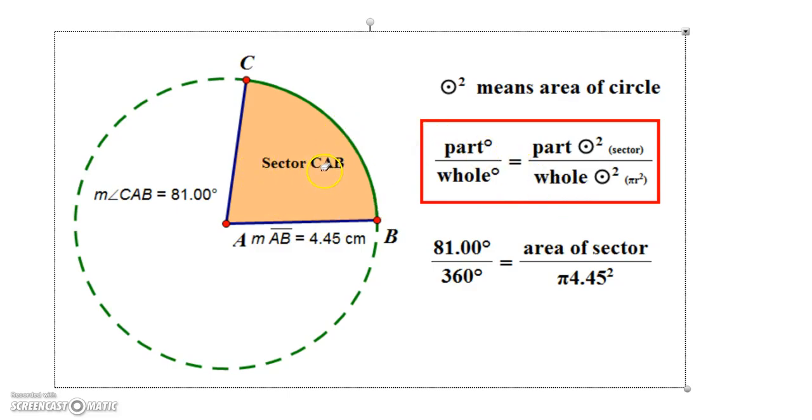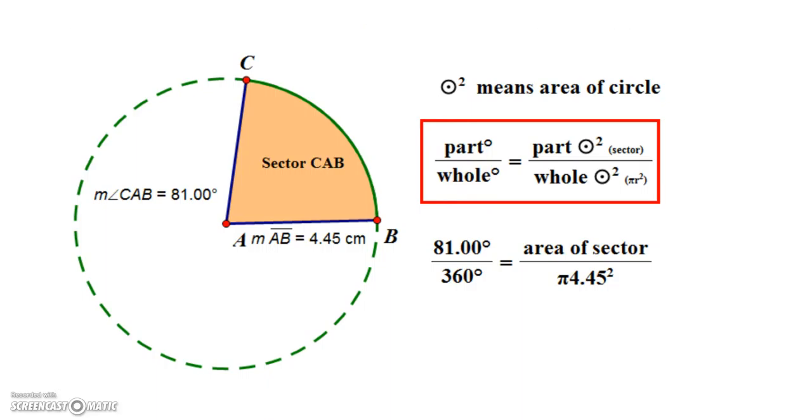Okay, so when we're dealing with the area of the sector, the whole in degrees is always going to be 360 degrees. Okay, 360 degrees, because that's the whole angle measurement of a circle. The part in degrees is the angle measurement that forms the area of the sector.